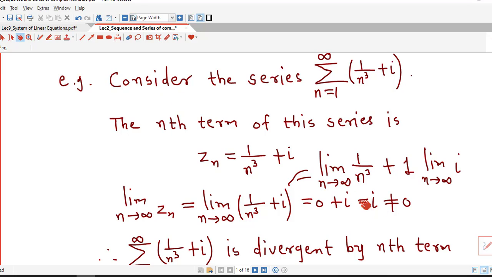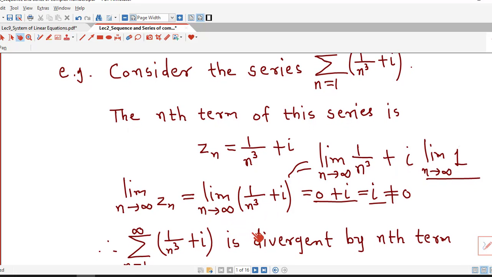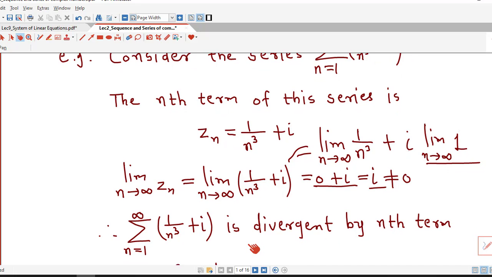Now the limit of 1 over n cube as n tends to infinity is 0, and the limit of i we can write as i into the limit of 1. The limit of 1 is 1 because 1 is constant, so we obtain 0 plus i, which is i, and it is different from 0. This shows that the limit of the nth term is non-zero, therefore the given series is divergent by the nth term test for divergence.